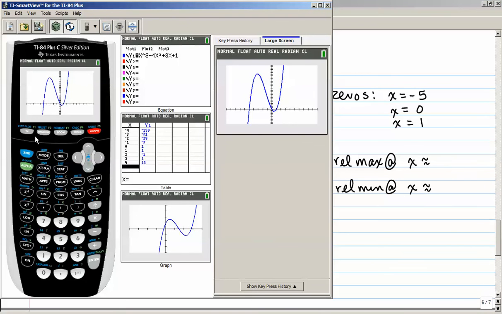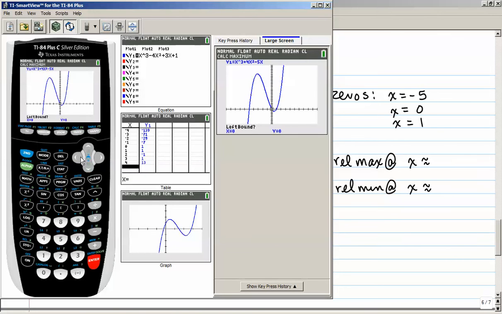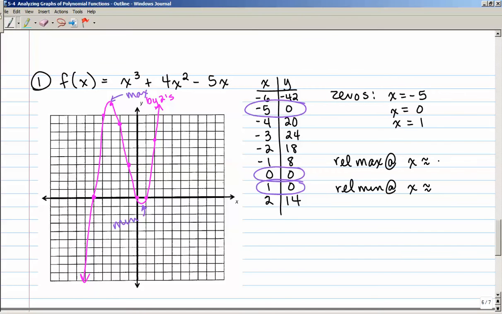Maybe I'll look for this relative max right here. So second trace, I'm looking for a maximum, and I need to move my cursor to the other side of it. So that's a good spot. Hit enter, and move it to the right of the maximum, hit enter, and then hit enter again. So I have a relative maximum at negative 3.189 and so on, so let's round that to approximately negative 3.19.